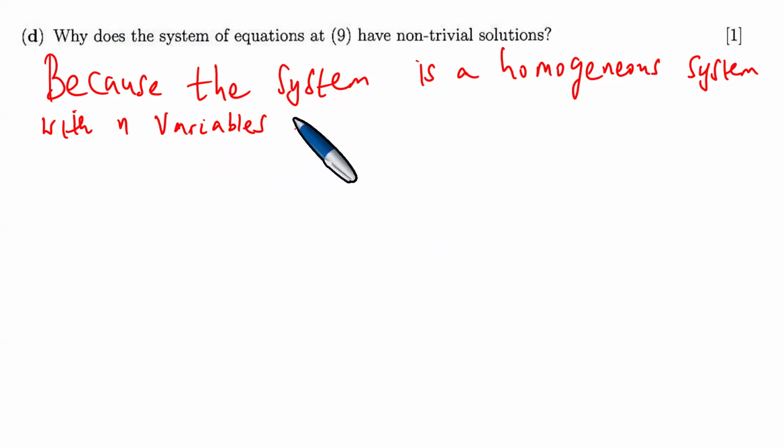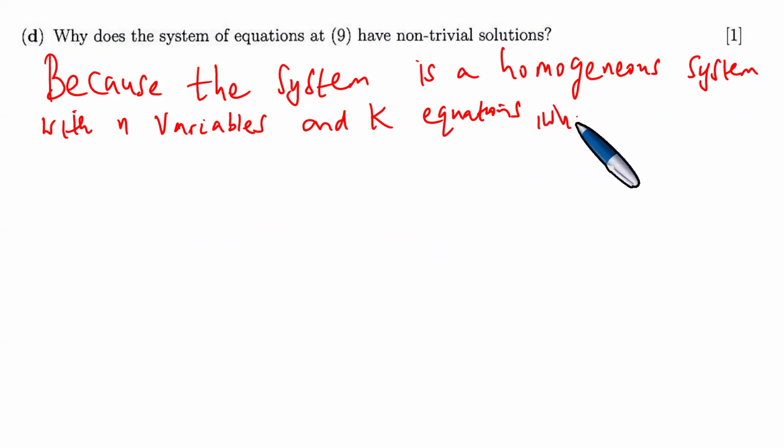With n variables and k equations. This is very important. So we are dealing with a system. This system is a homogeneous system with n variables and k equations, where k is less than n.